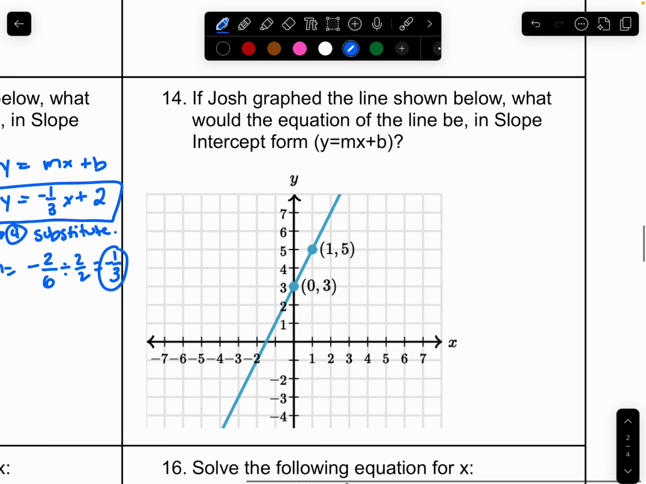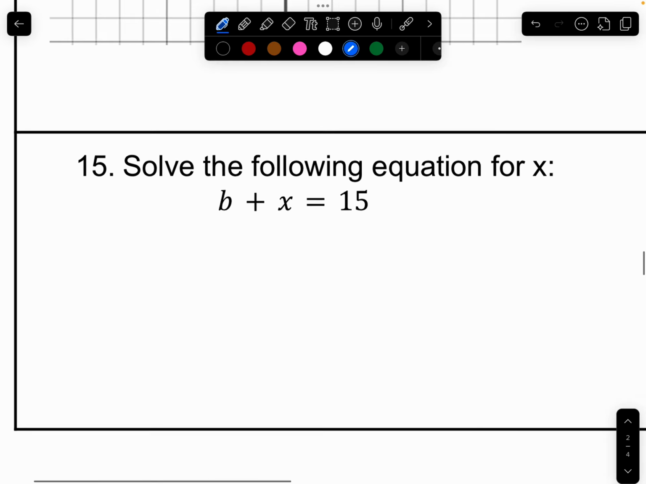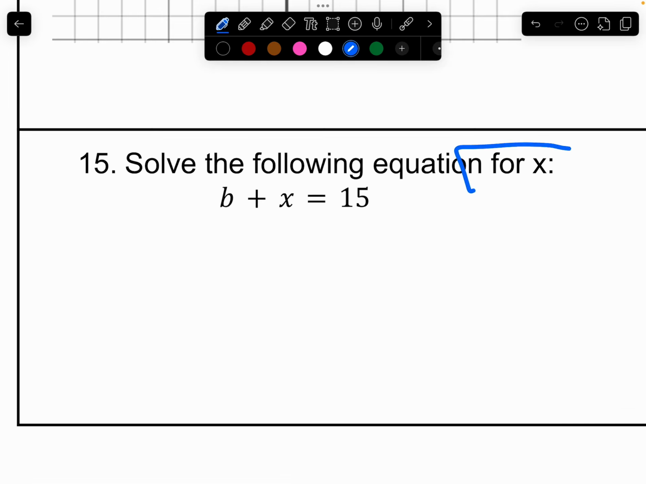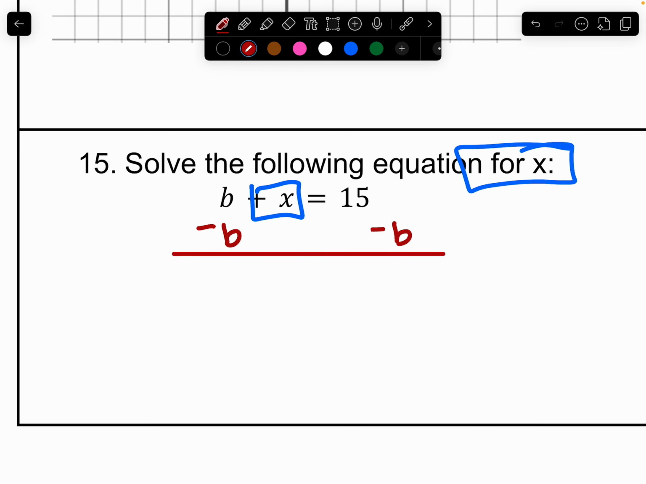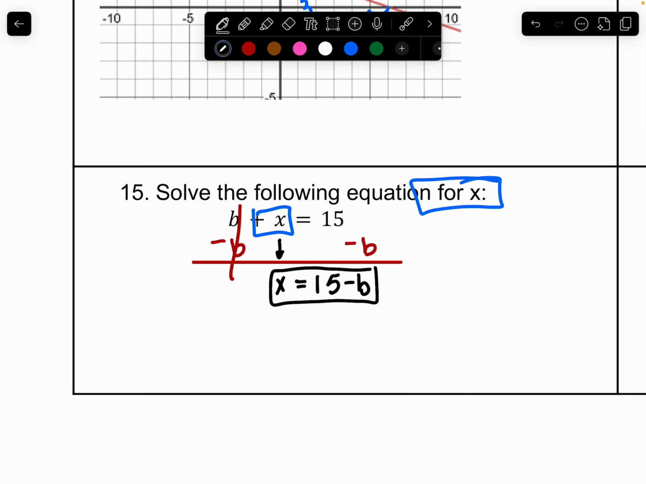Okay, number 14, same thing. Now number 15, it says solve for x. Make sure you guys are reading instructions. I want to isolate x. Which one do I move? B, right? Because we want x by itself. So if I move b, I'm going to move b here as well. Remember, do not put it right underneath because they are not the same. Therefore, now we have x equals 15 minus b, and you're done. Simple. First step, isolate x. That's all you need.